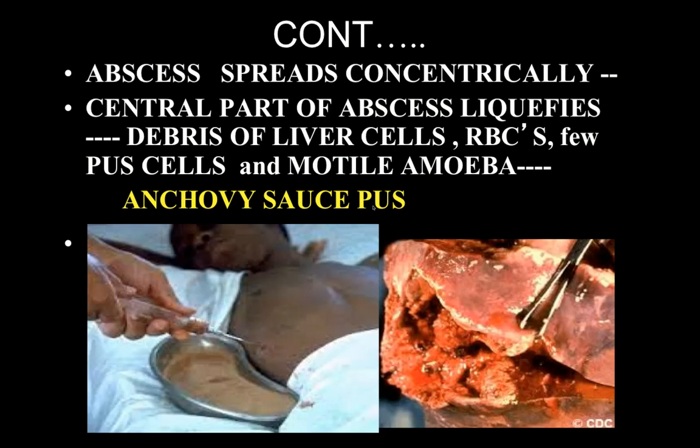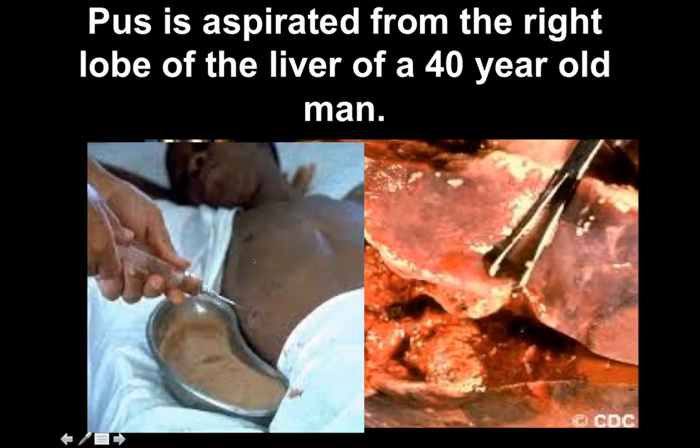You can get an MCQ on anchovy sauce pus. You can also get an SCQ. Part of the SCQ could be on this anchovy sauce pus. So here you can see a 40 year old man with a liver problem, again liver abscess. The pus aspirated from the right lobe of the liver, you can see it is chocolate colored and thick in consistency.